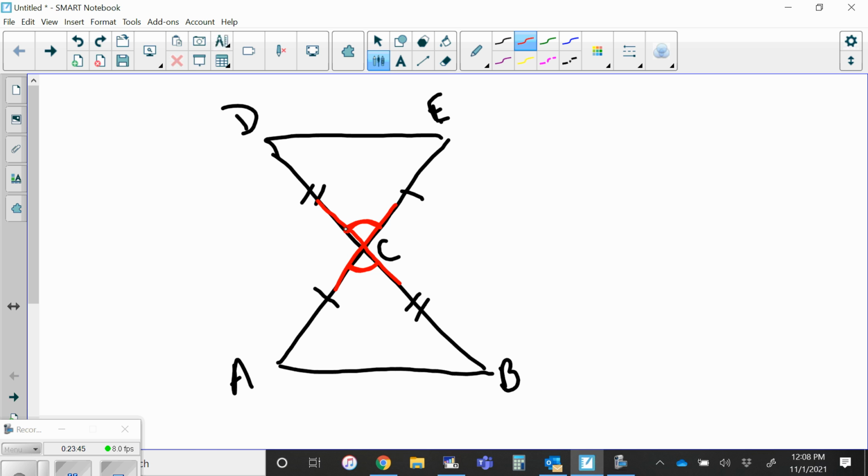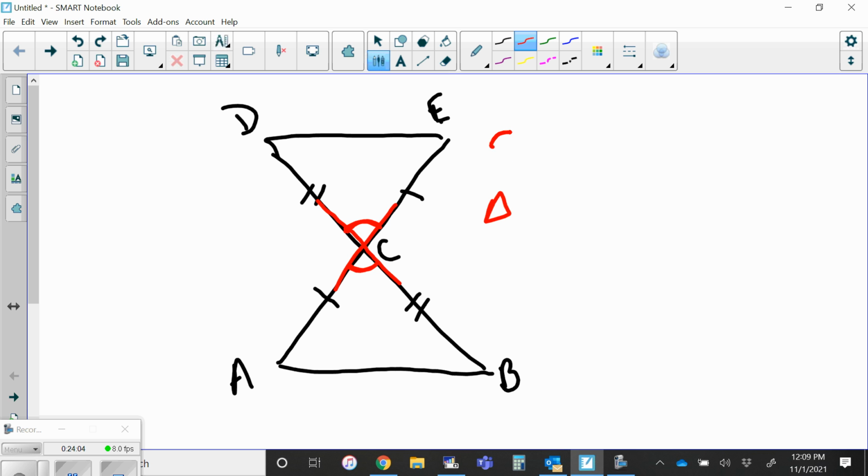That's how it's going to start becoming, guys. Remember how we talked about the parallels and the transversal? That wasn't this chapter. All this stuff is going to start building. That's why I tell you it's so important to know your stuff, because it builds. So now, are these two triangles congruent?